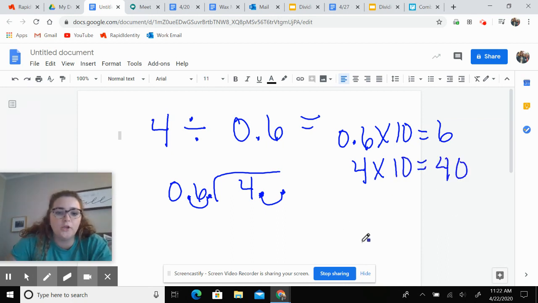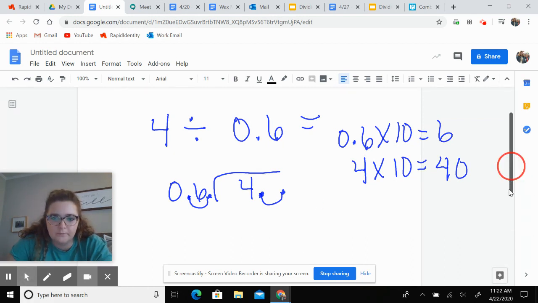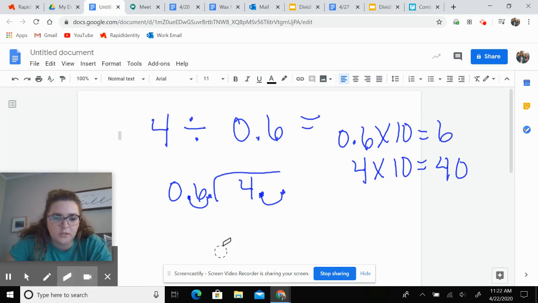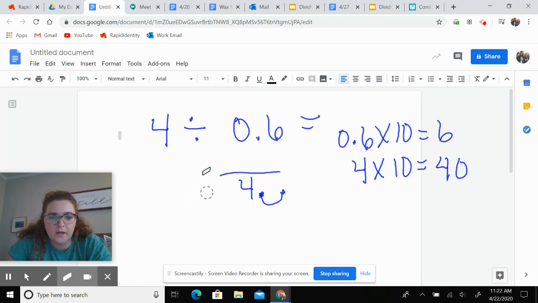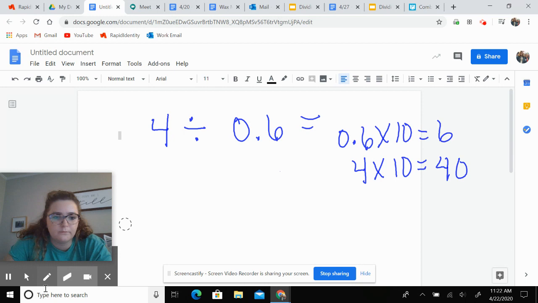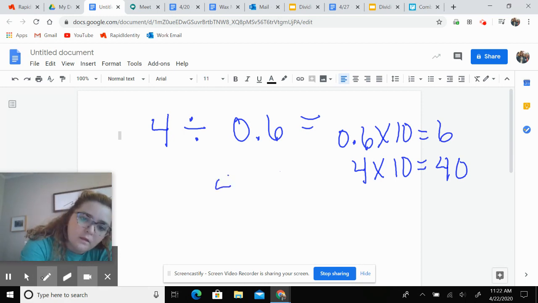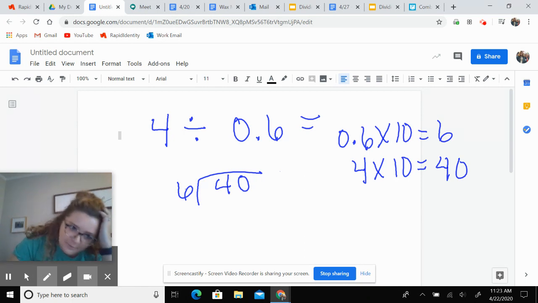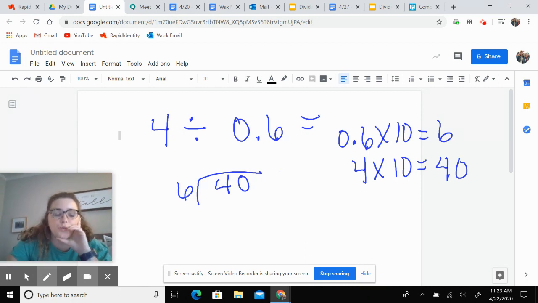Okay, so my new equation is actually going to end up being 40 divided by 6. My drawings won't move with it. How many times can the whole number 6 go into the whole number 40?